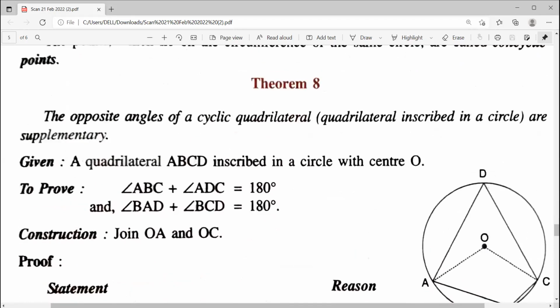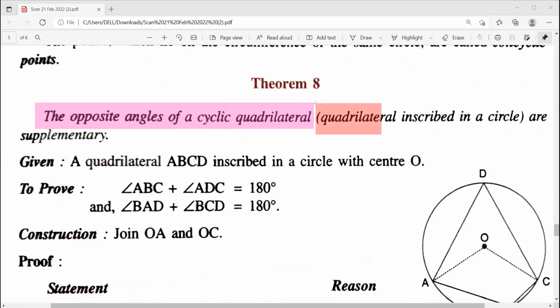See, the theorem here is the opposite angles of a cyclic quadrilateral. What is that meaning? It means a quadrilateral inscribed in a circle, the one which I had just drawn. A quadrilateral which you inscribe inside a circle. That is, all the vertices of the quadrilateral are lying on the circumference of the circle. Read it once again.